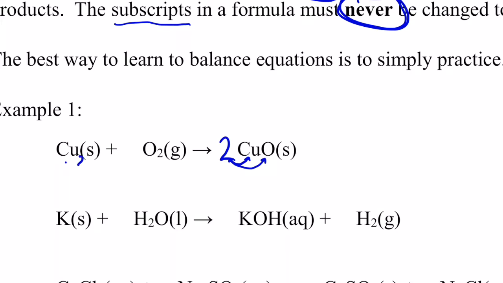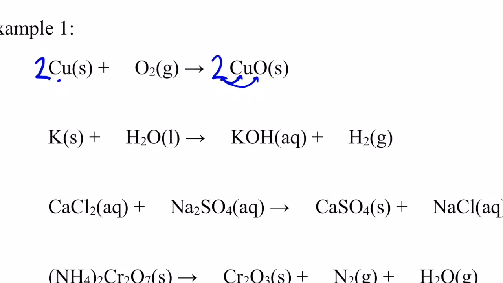So can I add a subscript 2 here? No, if you were listening, we can never ever add and we can never change subscripts. We can only mess with the coefficients. So I can put the coefficient 2 in front of the copper atom. Now I have 2 copper atoms on both sides and 2 oxygen atoms, and this equation is now balanced. Let me do another one for you. Potassium and liquid water react to form potassium hydroxide dissolved in water and hydrogen gas.